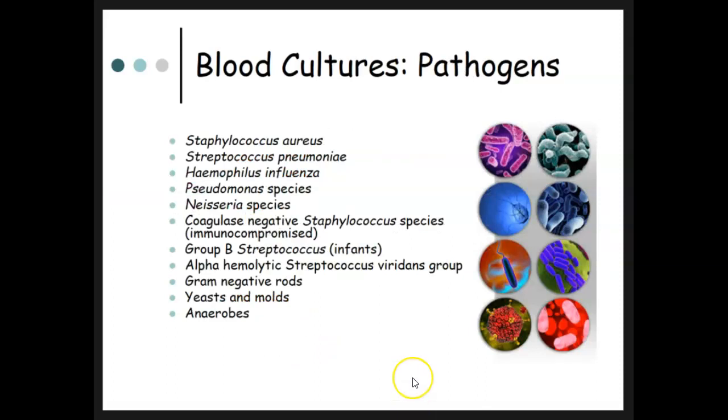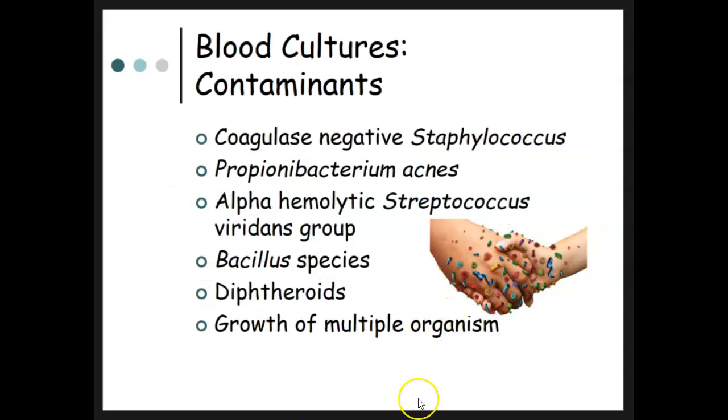What are the common blood culture pathogens? Staph aureus, strep pneumo, Haemophilus influenza, Pseudomonas, Neisseria, coag-negative staph, group B strep, strep viridans, and other alpha hemolytic streps, gram-negative rods, yeast and molds, and anaerobes. Those can all be pathogens.